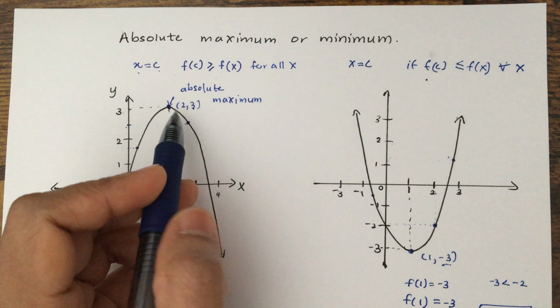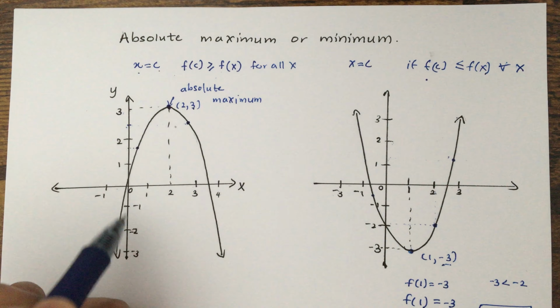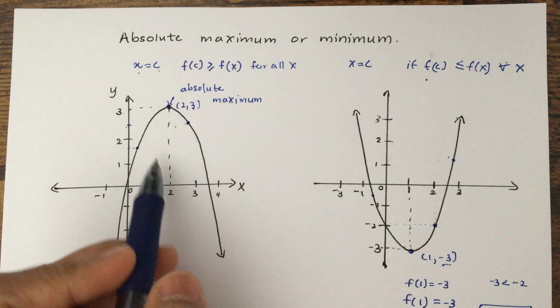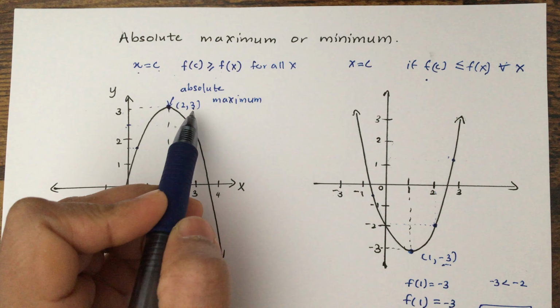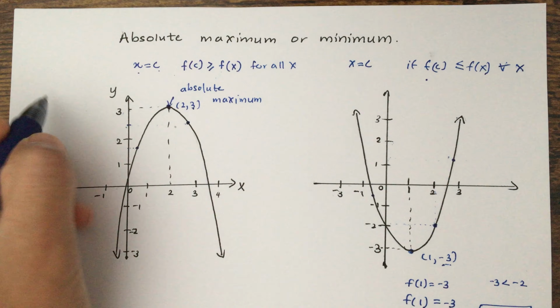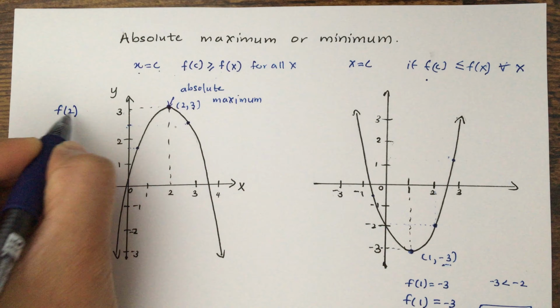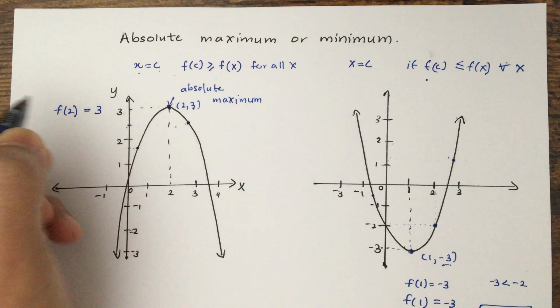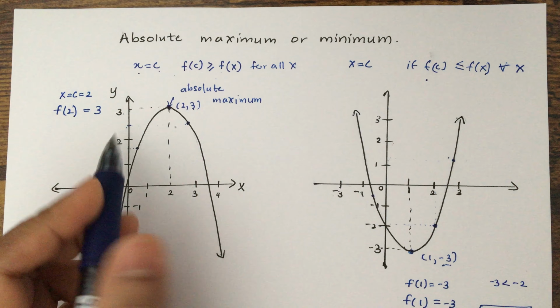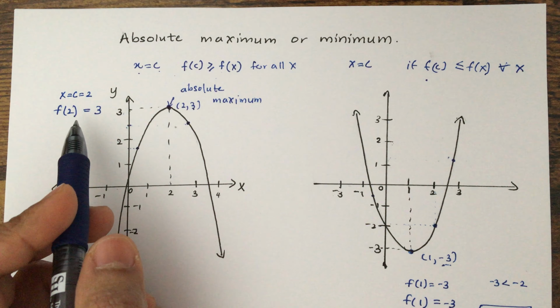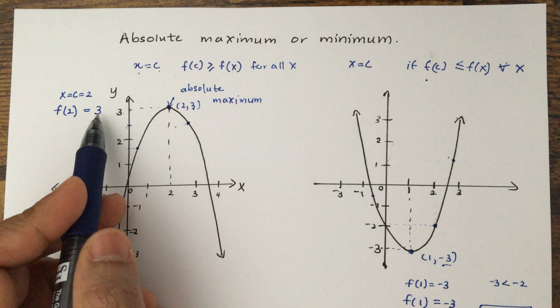For example, let's say this one. This is a quadratic function. As you can see, if you consider this point, this is (2, 3), right? So f of 2 equals 3. So c equals 2 in this case, and my function value is 3.